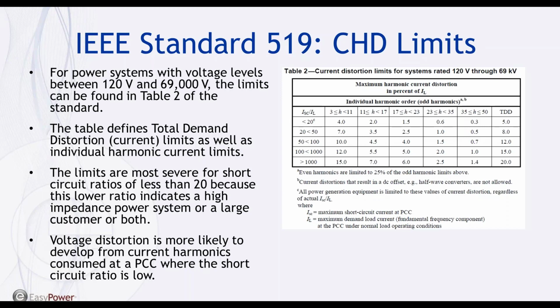The limits are most severe for short circuit ratios of less than 20 because this lower ratio indicates a high impedance power system or a large customer or both. Voltage distortion is more likely to develop from current harmonics consumed at a point of common coupling where the short circuit ratio is low, thereby justifying the more severe limits.